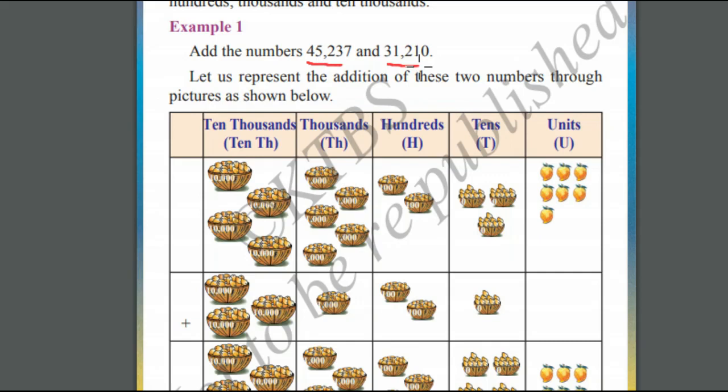Now let us see 31,210. We follow the same representation for this number as well. In the units place, we have 0 mangoes. In the tens place, we have 10 mangoes. In the hundreds place, we have 200 mangoes. In the thousands place, we have 1,000 mangoes. You can see there is only one basket. In the 10,000s place, we have 3 baskets of mangoes, that is 30,000 mangoes.